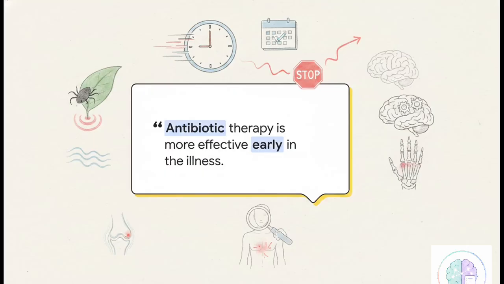Wow, so we've covered a tremendous amount of ground today, right from that very first tick bite all the way to the complex neurological and joint damage that can linger for literally years. I want to leave you with this absolute golden rule of treatment. Antibiotic therapy is significantly more effective early in the illness. Catching and treating Lyme early isn't just an option. It is an absolute necessity if you want to prevent irreversible, life-altering damage like dementia and widespread arthritis. So the very next time you hear about a tick bite, remember that the clock is ticking.